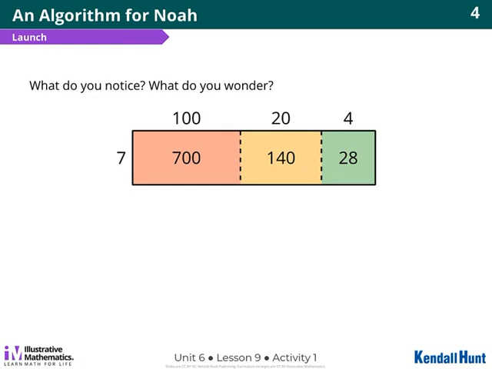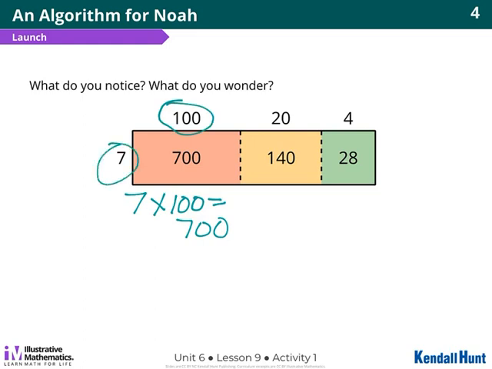Okay, so I want you to look up here. What do you notice? What do you wonder? Vivian. I noticed that all of them are different colors. We have 3 different colors up here. Good. Quinn. I noticed that 7 times 100 is 700. Okay, Michael. I noticed that the numbers up top are the ones that they are timesing by 7. Oh, okay. So that this was the number that they must have multiplied.